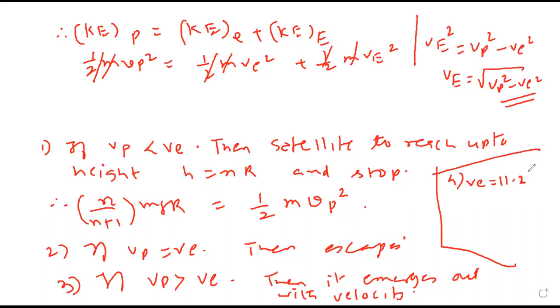So this is 7.8 kilometer per second. This is root 2 times Vc. That means 1.4 Vc. So Ve is greater than Vc by 41.4%.